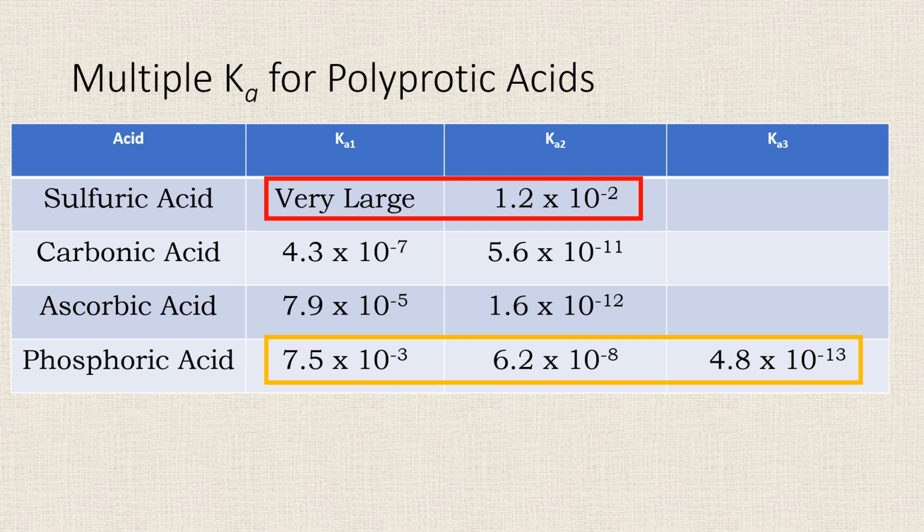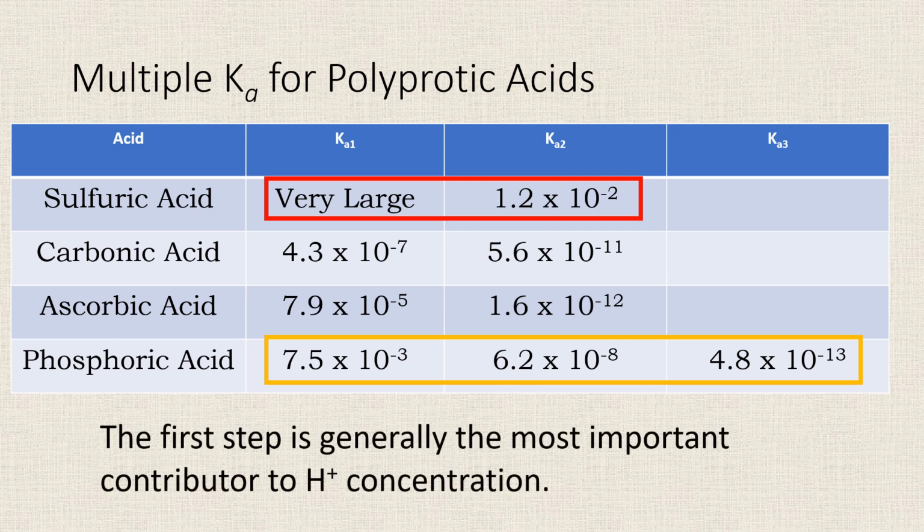For all polyprotic acids, each successive dissociation constant gets smaller. This means that the acid gets weaker as the proton dissociates. Therefore, the first step is generally the most important contributor to H+ concentration.